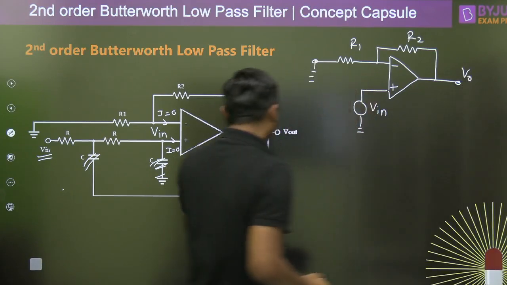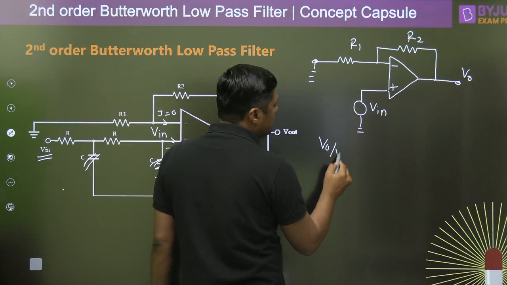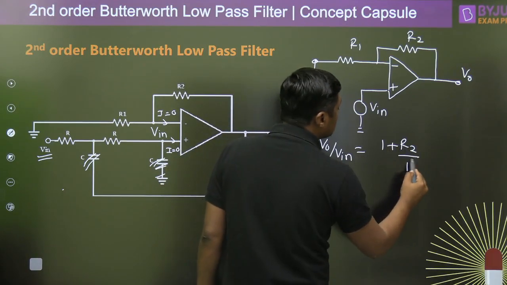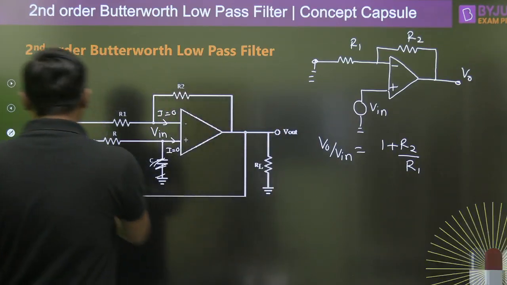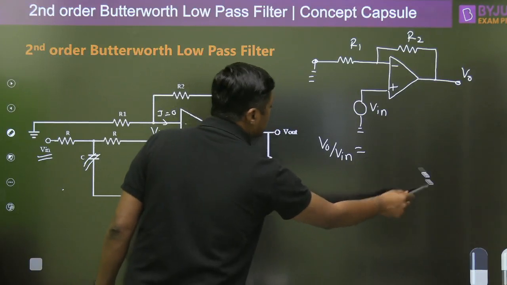Here we are connecting the load resistor RL. Now what will be the gain? V0 by V in is 1 plus R2 by R1. That is called the maximum gain, 1 plus R2 by R1. This is the maximum gain for the system.